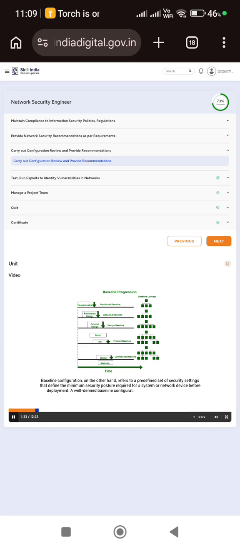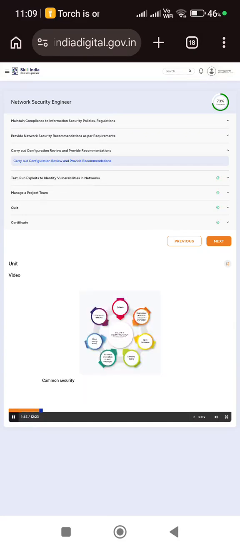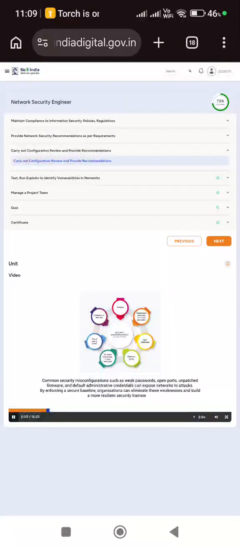A well-defined baseline configuration helps organizations achieve a consistent security standard, ensures regulatory compliance, and reduces risk associated with misconfigurations. Common security misconfigurations such as weak passwords, open ports, unpatched firmware, and default administrative credentials can expose networks to attacks. By enforcing a secure baseline, organizations can eliminate these weaknesses and build a more resilient security framework.